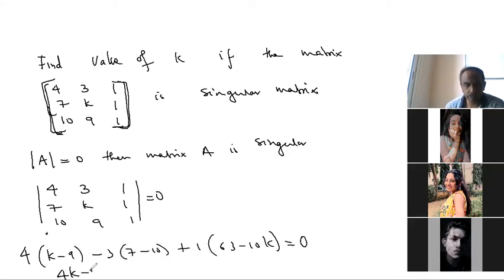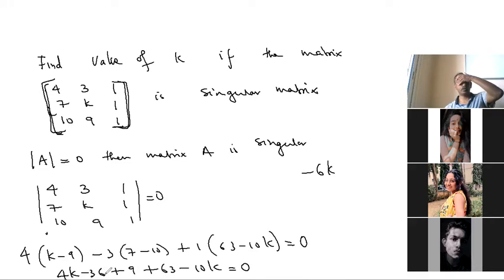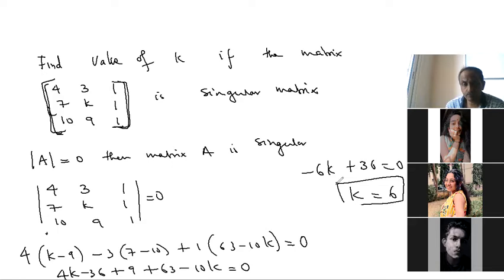So 4K minus 36 becomes plus 9, becomes 63 minus 10K. So minus 6K will be 63 minus 27, 72 minus 36. So K is 6, right or wrong? So if the value of K is 6, then the matrix is a singular matrix. Done? Yes, sir. Okay. Next question.